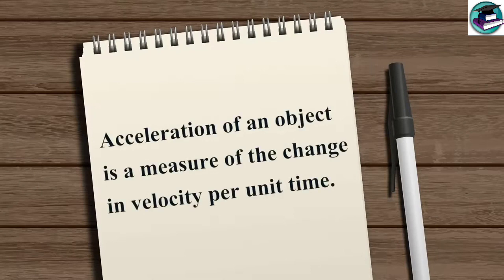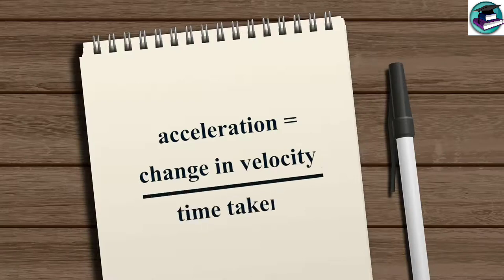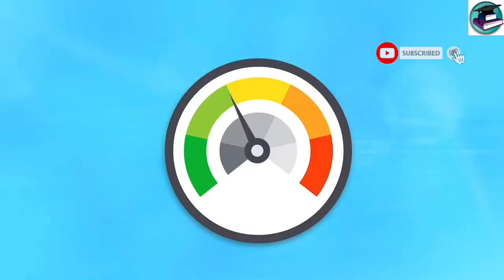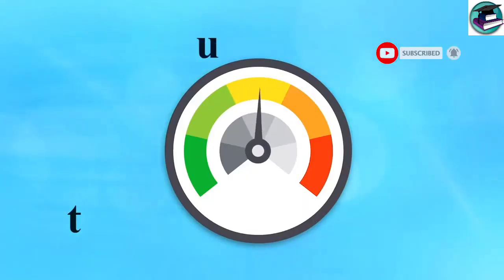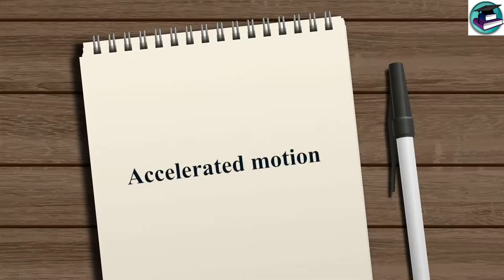So, the acceleration of an object is a measure of the change in velocity per unit time. That is, acceleration is equal to change in velocity divided by the time taken. SI unit of acceleration is meter per second square. If the velocity of an object changes from an initial value u to the final value v in time t, the acceleration a is equal to (v minus u) divided by t. This kind of motion is known as accelerated motion.